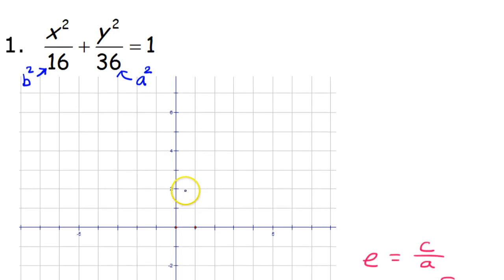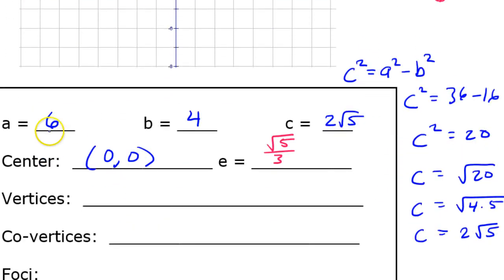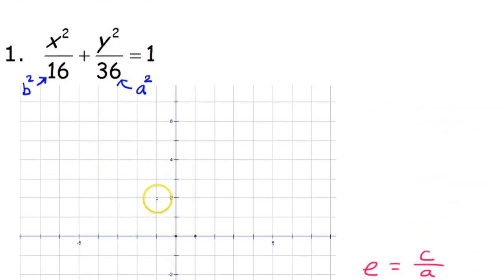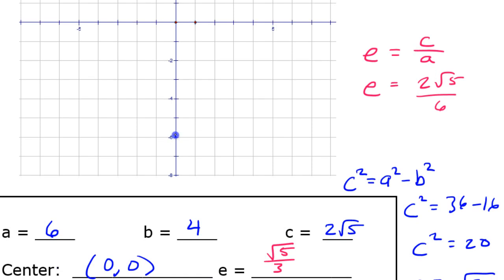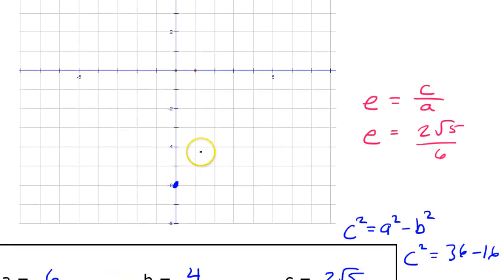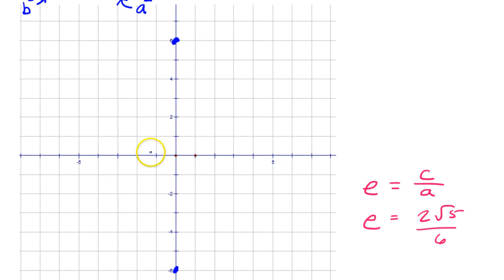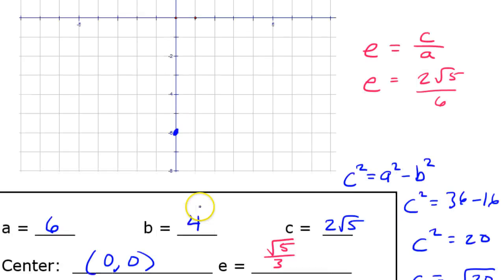So when I do this A value of 6, that means I'm going 6 in the y direction. So if I go up 6 from the center, which is 0, 0, that's going to be a vertex. And if I go down 6, that's going to be a vertex. So right there, the vertices are going to be 0, 6 and 0, -6.